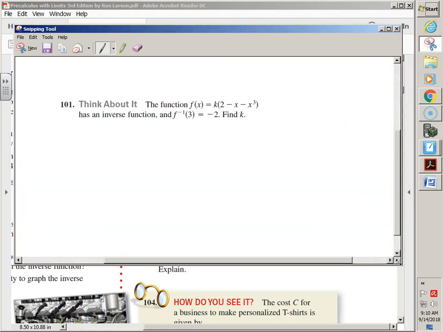The function f equals k. Who's k? What is that guy? What do you guys think k represents? Is he another variable like y or z? No. He's just kind of like an arbitrary constant, meaning he could be anything. He could be 2, he could be 5, he could be 7. Oh, hey, he's an unknown number that we're trying to find. Okay. So f of x equals k times 2 minus x cubed has an inverse function, and f inverse of 3 equals -2. Huh?